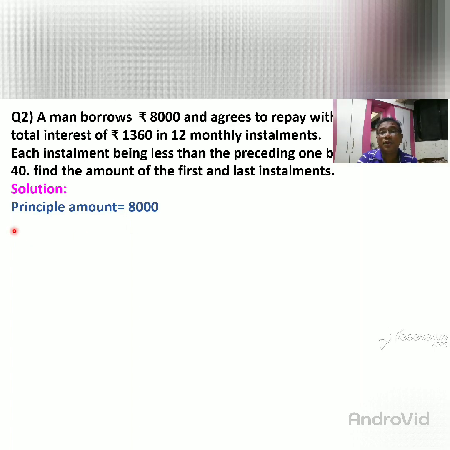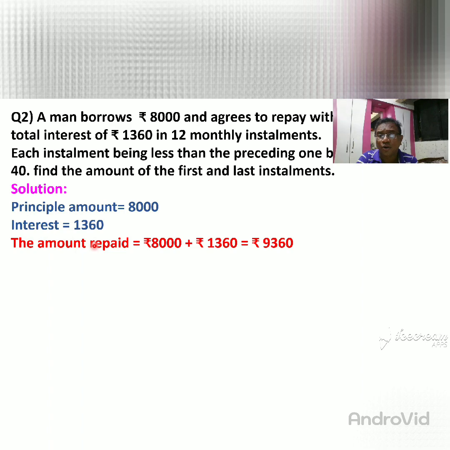Then he agreed to pay this amount with interest. So what is the interest? See, the interest is 1,360 rupees. But he agreed that whatever the principal amount and whatever the interest, that total amount he gives back. So we can find out the amount. What will be the amount that he paid? So the amount repaid is principal amount 8,000 plus 1,360 rupees interest, which is equal to amount 9,360.